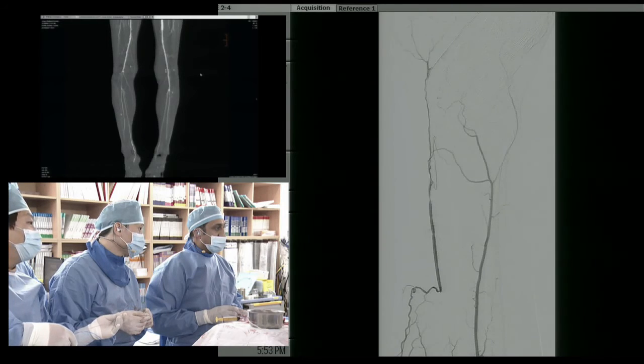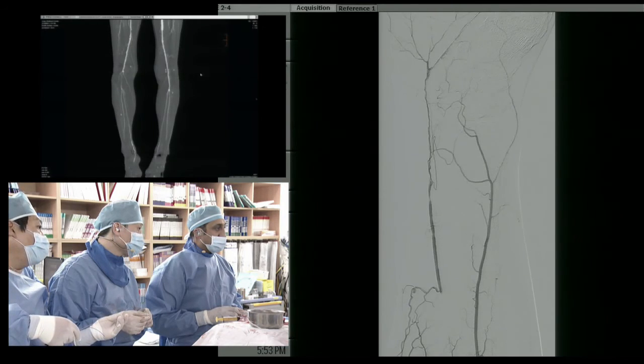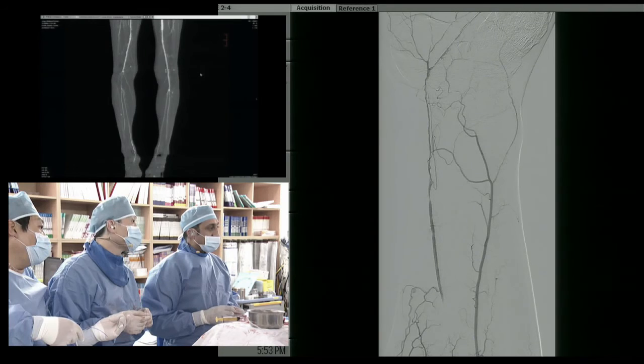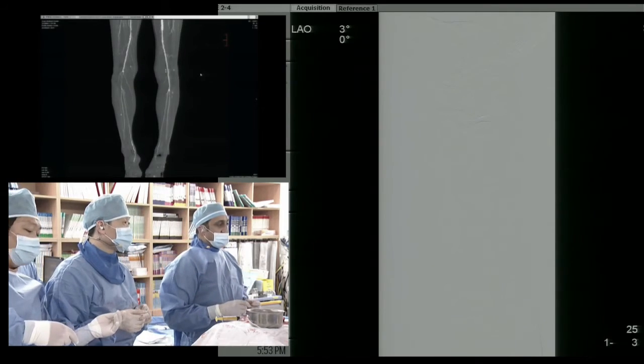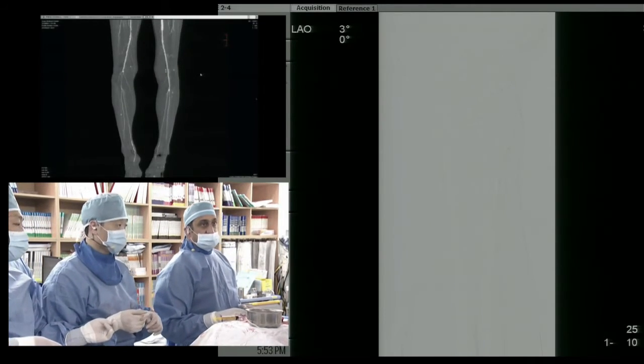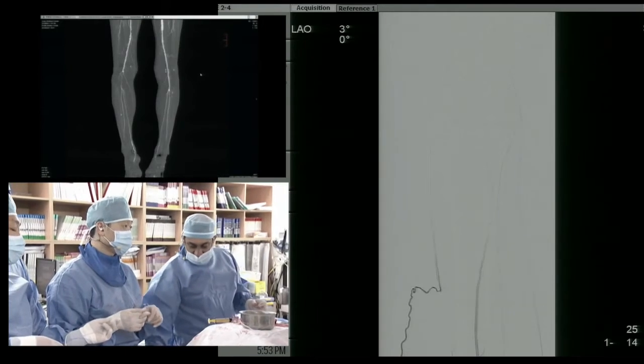Now I understand that. That's just filling backwards. I think we can see there the anterior tibial arteries very well. The anterior tibial artery is totally occluded. Yeah, that's a nice picture.